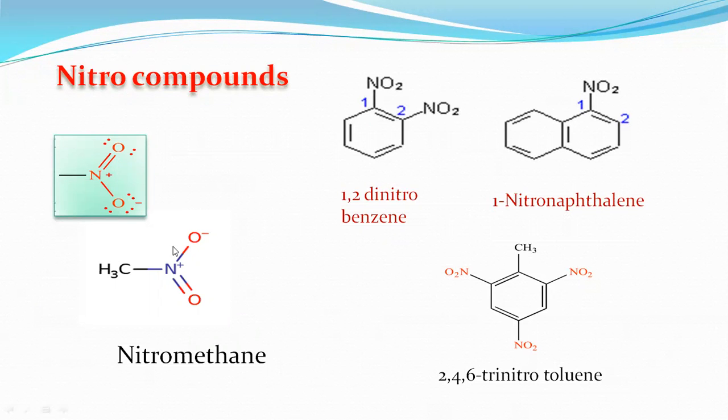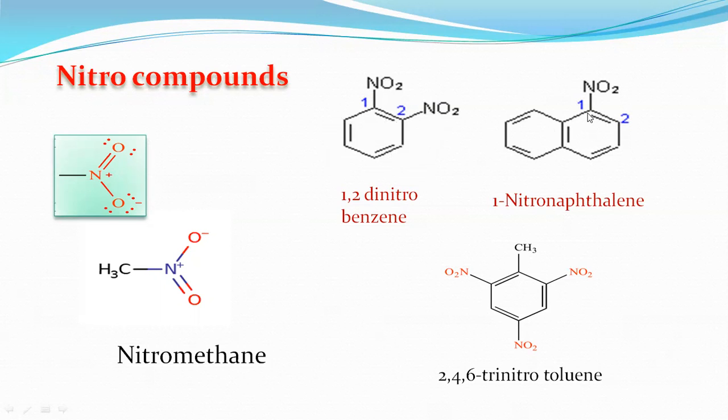NO2 is for the nitro compounds. The functional group is NO2, the general formula is RNO2, and examples of aliphatic nitro compounds are nitromethane, nitroethane and nitropropane. These are examples of the RNO2 group, and they also show primary, secondary and tertiary structures. These are examples of aromatic compounds with a benzene ring, with an NO2 group on the ring.